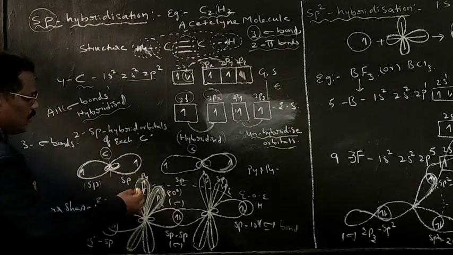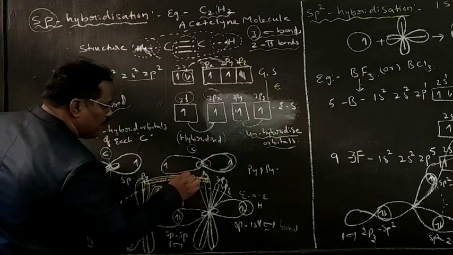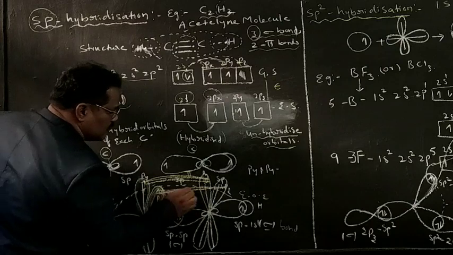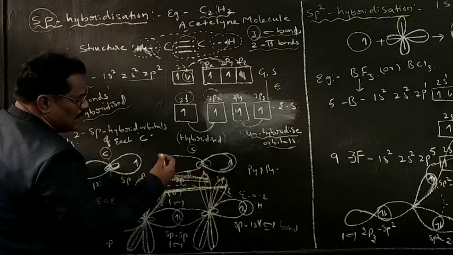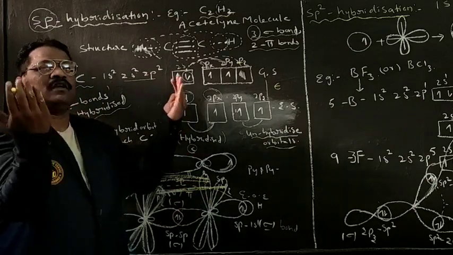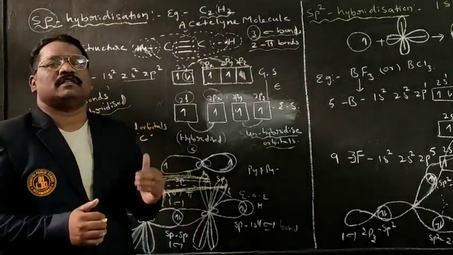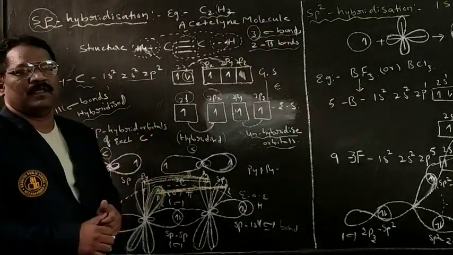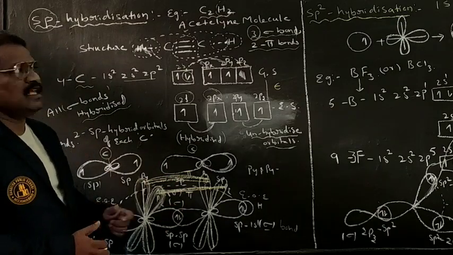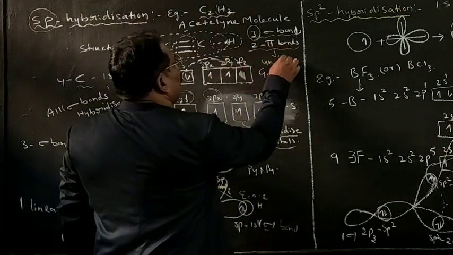Due to that reason, what happened? The 2py orbitals overlap side by side and form one pi bond. Similarly, the 2pz orbitals will overlap and form one more pi bond. That means side by side overlapping is taking place and a bond is forming. That bond is called a pi bond. Therefore, how many pi bonds are formed here? Two pi bonds are formed, because of the unhybridized orbitals.